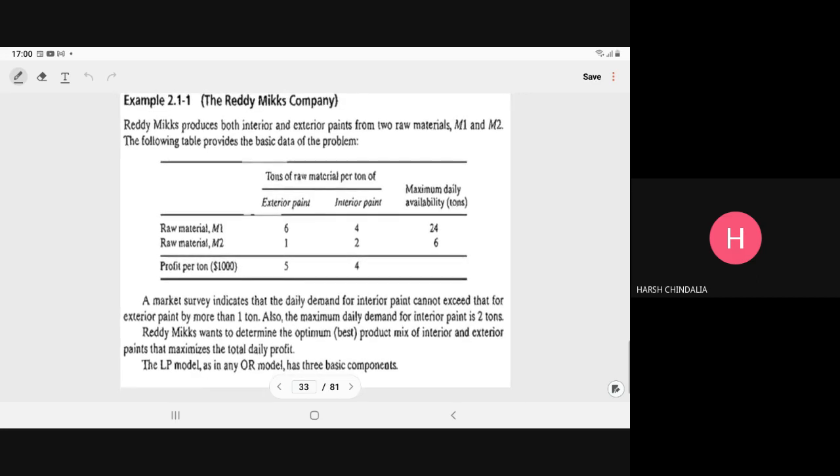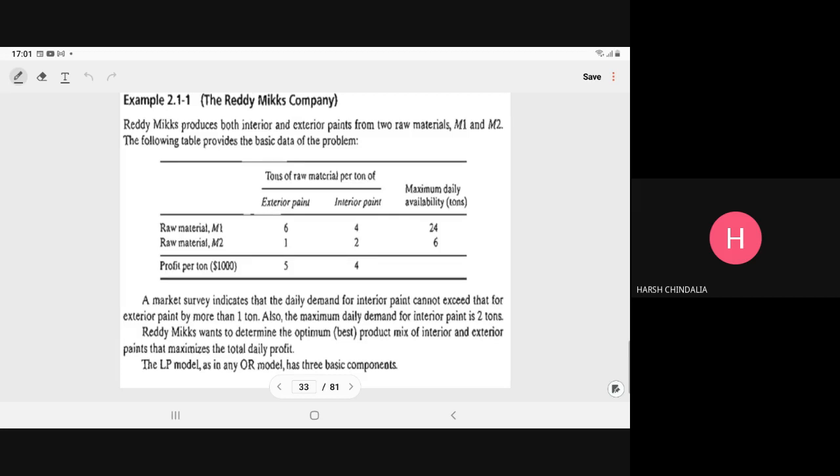So in the next question, this is the famous question, the Radimic problem. Radimic produces both interior and exterior paint from the two raw materials M1 and M2. The following table provides the basic data of the problem. Here we have how many tons are required for the production of exterior and interior paint from the materials M1 and M2, and what the profit is.